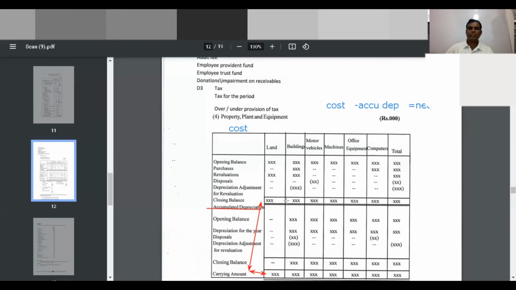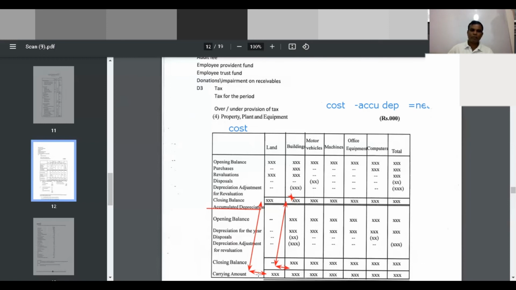And then as far as building is concerned, that is what we call cost value. Accumulated depreciation should be subtracted out of cost, then you get the carrying value. Can you understand? Yes, sir. And then for motor vehicle, there is a disposal. Here is the total value, and out of this total, this amount should be subtracted. Then you get the final value. In this manner, you can find out the final values.